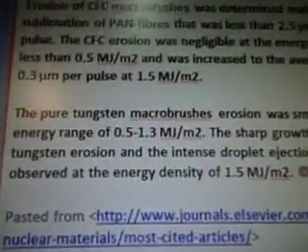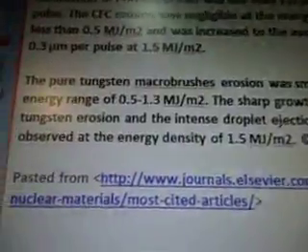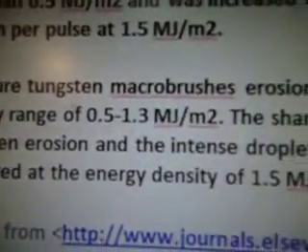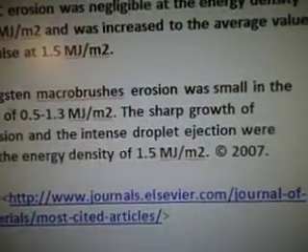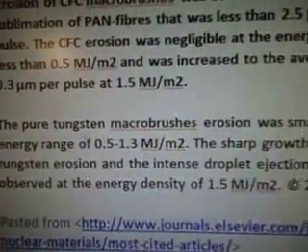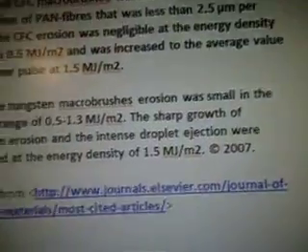The pure tungsten macro brushes erosion was small in the energy range. The sharp growth of the tungsten erosion and the intense droplet ejection were observed at the energy of 1.5, 2 points. Sorry.